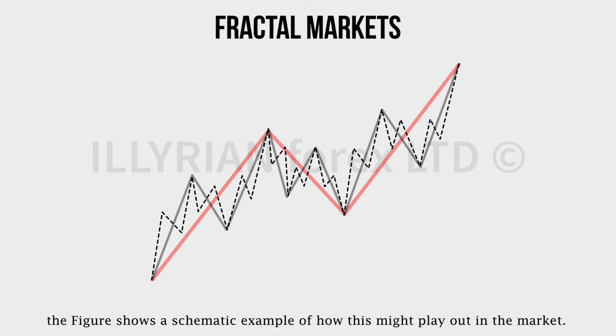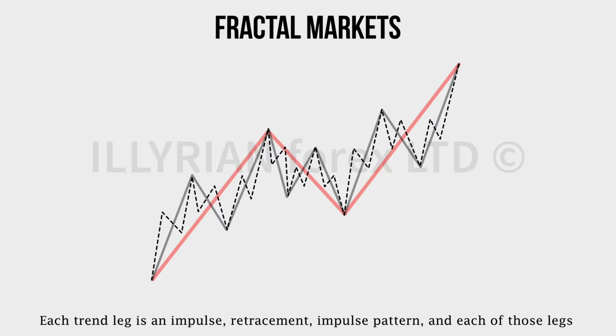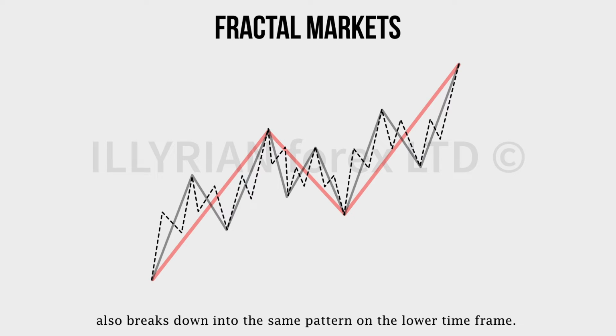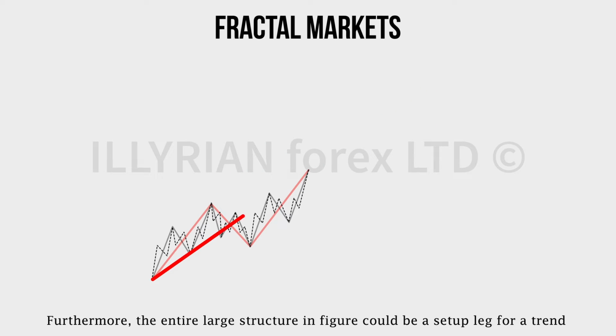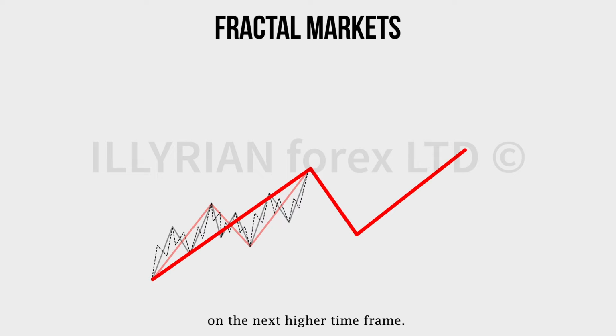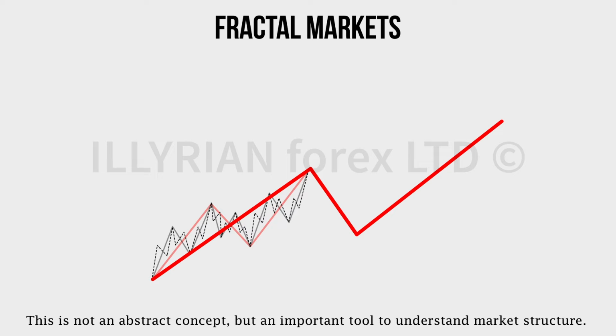The figure shows a schematic example of how this might play out in the market. Each trend leg is an impulse, retracement, impulse pattern, and each of those legs also breaks down into the same pattern on the lower time frame. Though only 3 levels are shown on the diagram, this structure theoretically extends down to the 1-tick level. Furthermore, the entire large structure in the figure could be a setup leg for a trend on the next higher time frame. This is not an abstract concept, but an important tool to understand market structure.